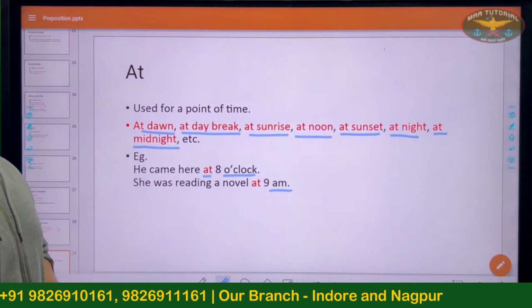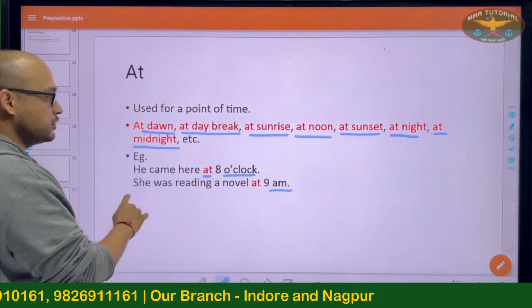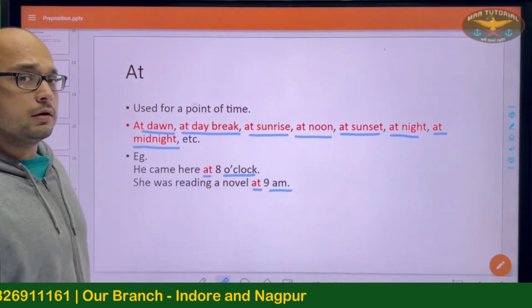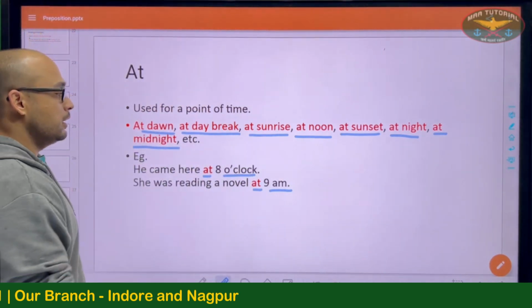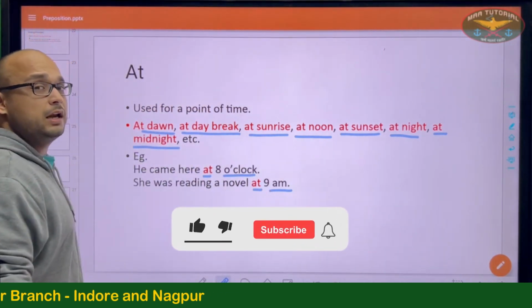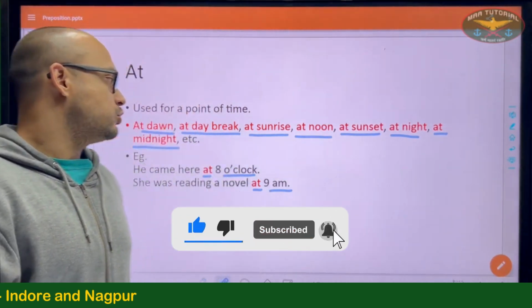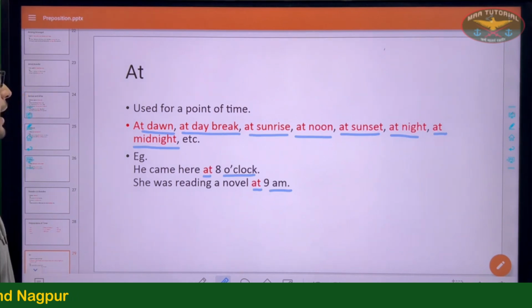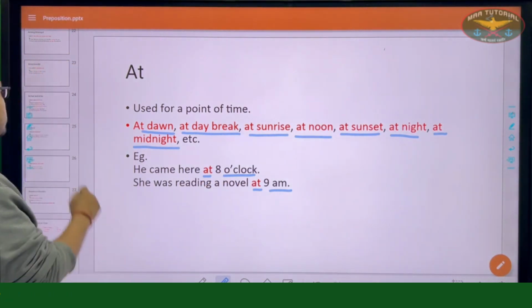So whenever you want to say something with time, you use the preposition at. She was reading a novel at 9 a.m. So 8 o'clock, 8 of the clock, it could be in the morning, it could be in the evening. But 9 a.m., we know, ante meridiem, it means before noon. So that is 9 a.m. in the morning. We don't have to say in the morning, 9 a.m. implies in the morning. With time we use the preposition at.